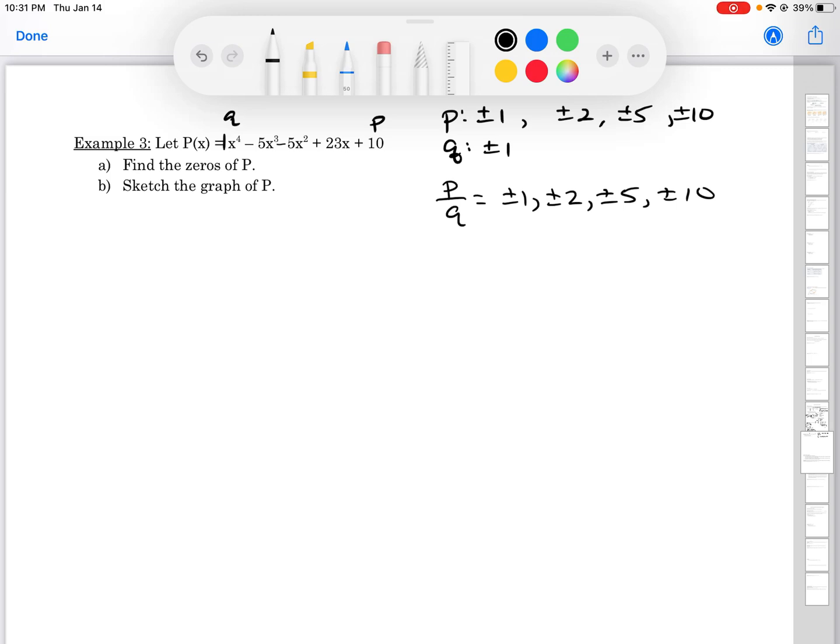You can pick anything that you would like to start with. To save time, I already know something that's going to work just because I've worked these out already. But you might be here and test them all until you find something. So I know negative 2 works, so I'm going to start with that.